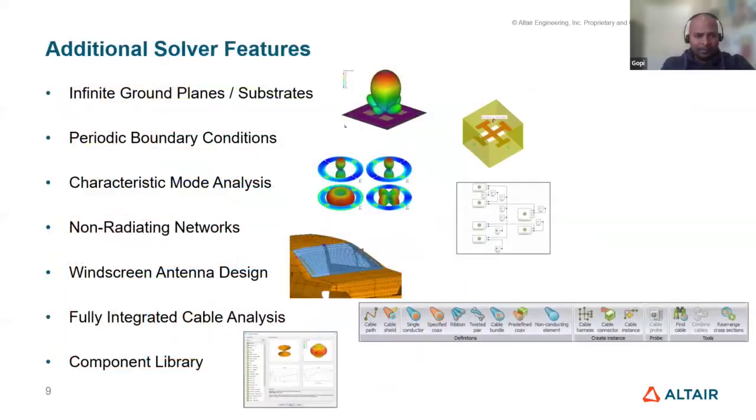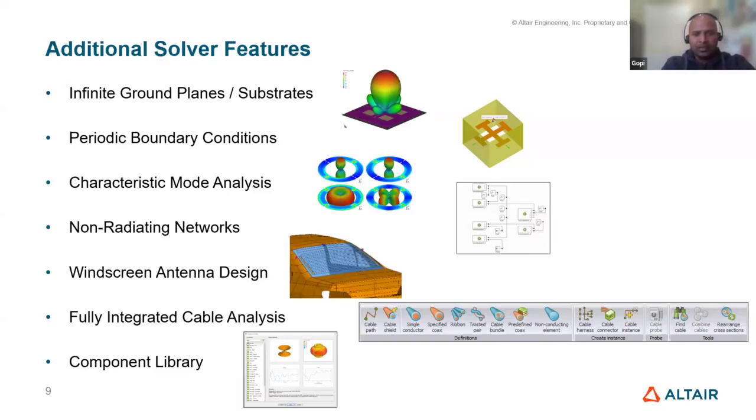Apart from all those different solvers, there are also additional solver features within Feko, like being able to handle infinite ground planes or substrates, and also the option to add periodic boundary conditions, especially for solving problems like frequency selective surfaces or high impedance surfaces. And Feko also has built-in characteristic mode analysis. So if you want to just understand the natural behavior of a given geometry, irrespective of any excitation, then you can use CMA, characteristic mode analysis, which will give you the natural resonant modes, depending on the frequency.